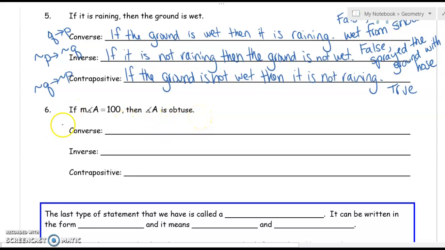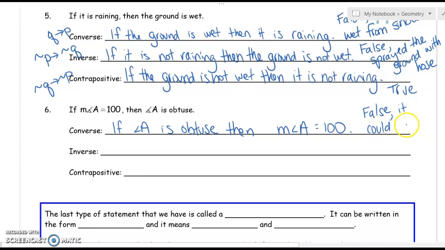All right, converse, Q then P. So we're going to talk about if angle A is obtuse, then the measure of angle A is equal to 100. Is that always true? That if angle A is obtuse, is the angle going to have to be 100? If it's going to be obtuse, it could be really more than just 100, right? It could be anything between 90 and 180. It could be 99 degrees. It could be 150 degrees. It doesn't have to be exactly 100 to be obtuse. So that one's false.